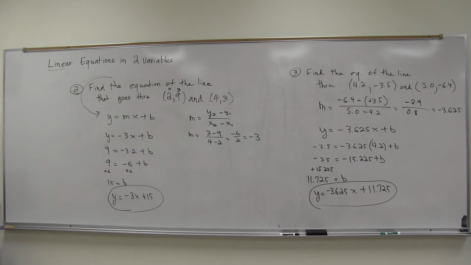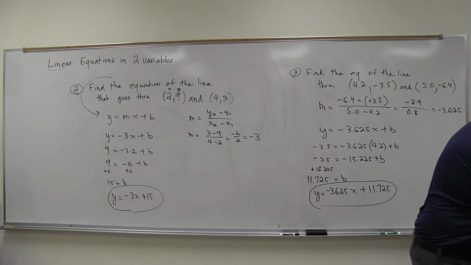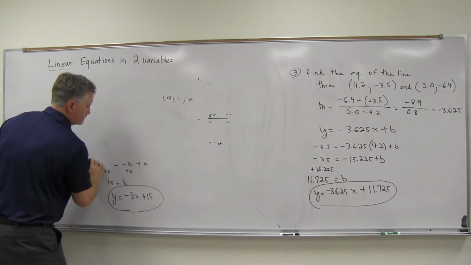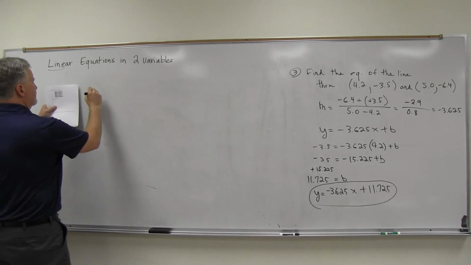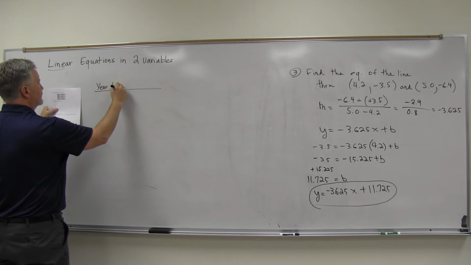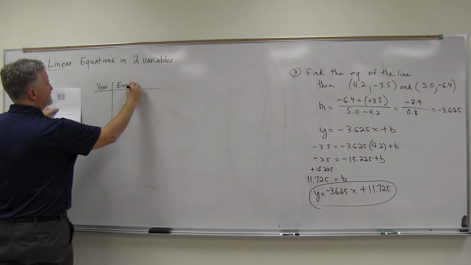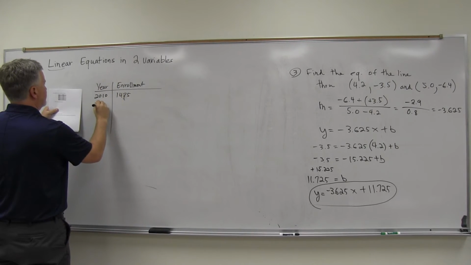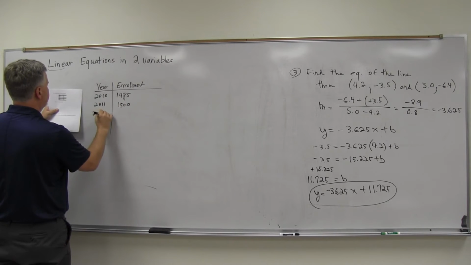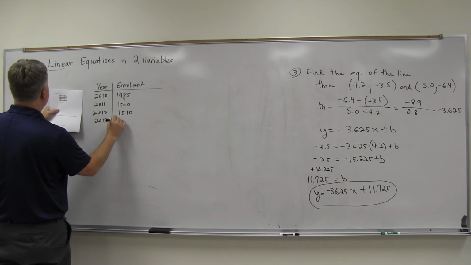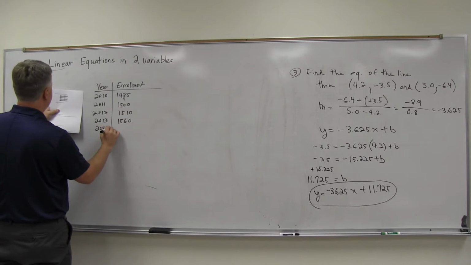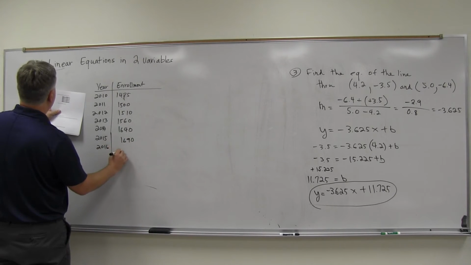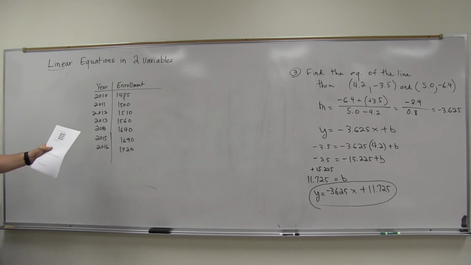Yeah, so we've got this table here. We've got year and enrollment numbers for Lincoln University, 2010 to 2016. 2010, we got 1475. 2011, 1500. 2012, 1510. 2013, 1560. 2014, 1640. 2015, 1690. 2016, 1720. Get those up there right? I believe so.